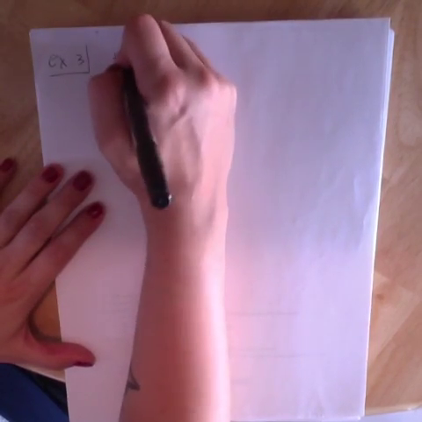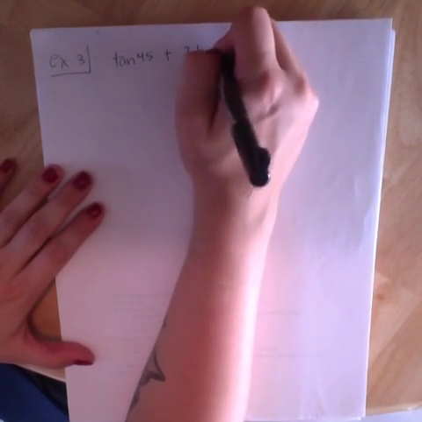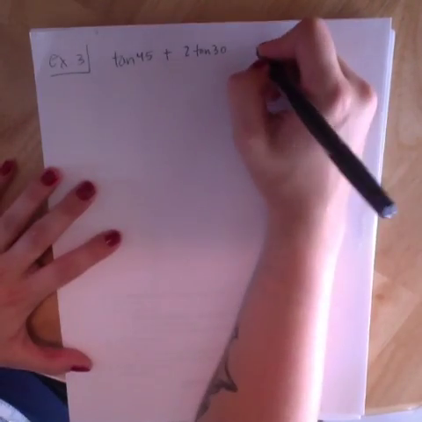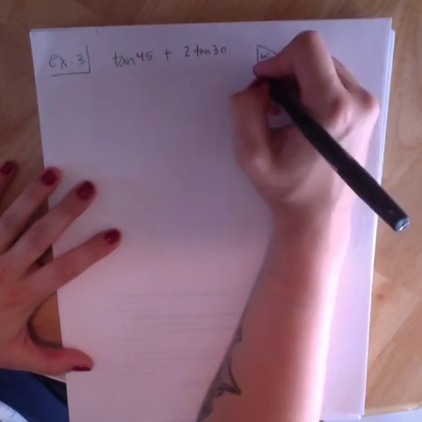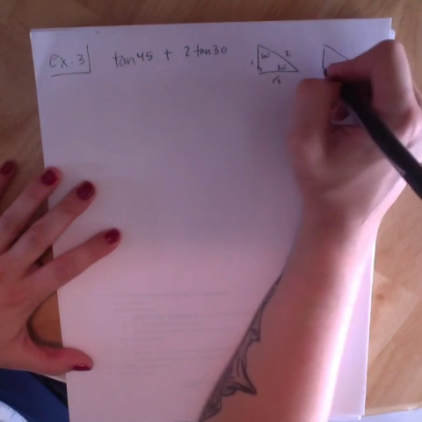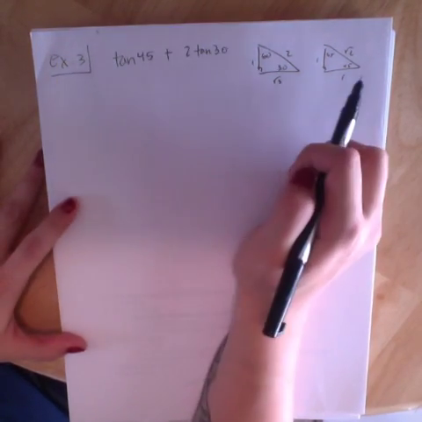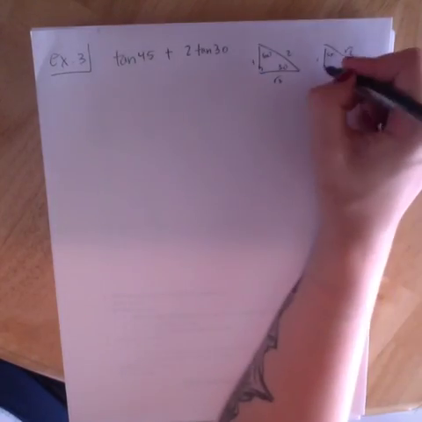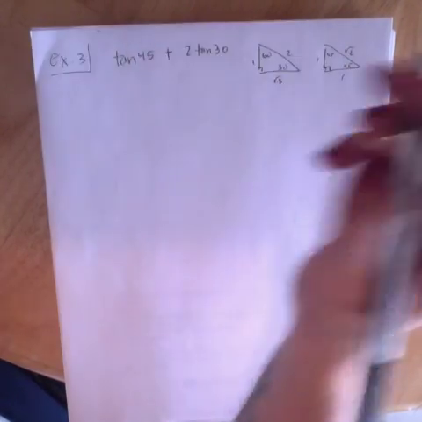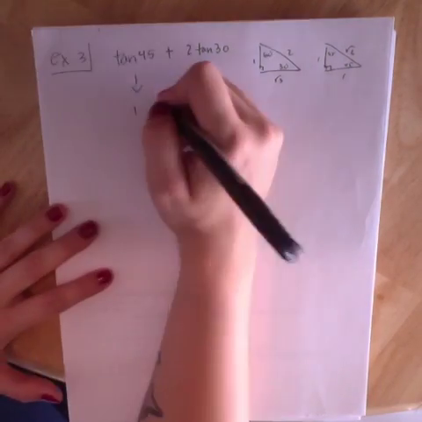We want to evaluate the tangent of 45 plus 2 tangent of 30. I'm going to redraw my reference triangles as it's a new page. For the 30-60-90, I have root 3, 1, and 2. And for the 45-45-90, I have 1, 1, root 2. So the tangent of 45, I have 45 here, doesn't matter, either one. Tangent is opposite over adjacent. Tangent of 45 is nice because it's just 1.